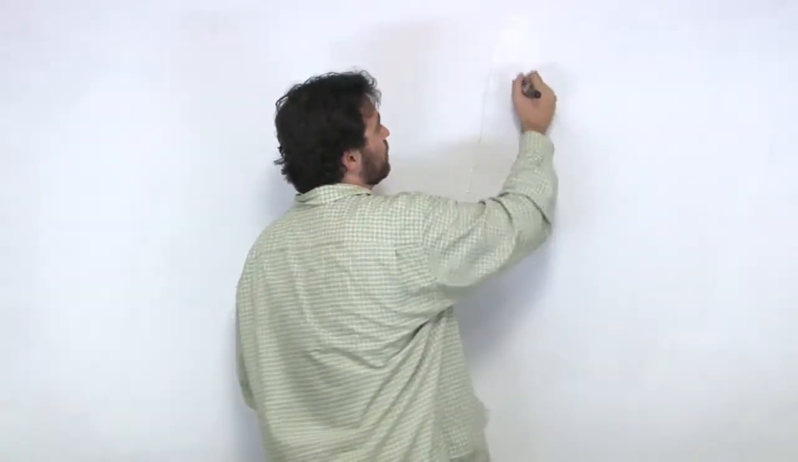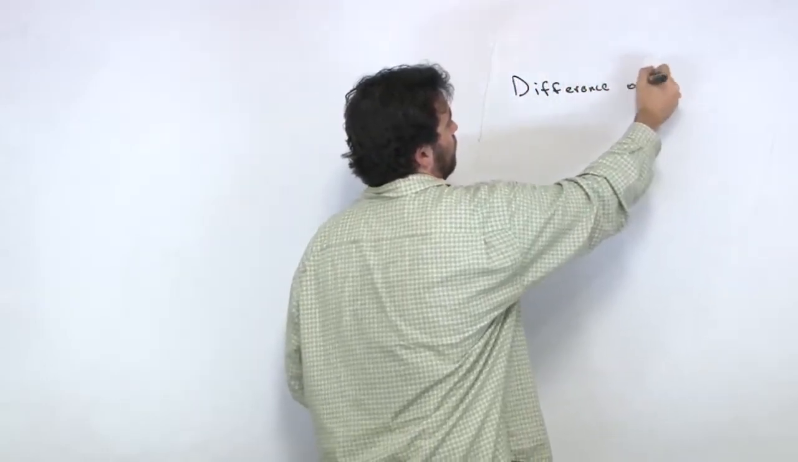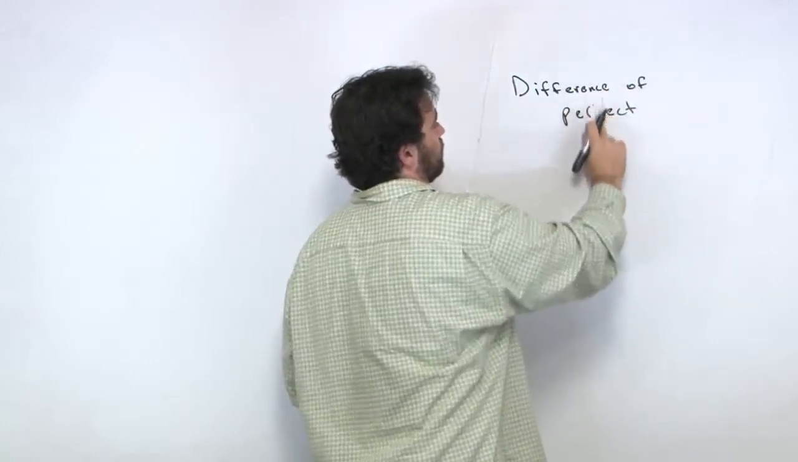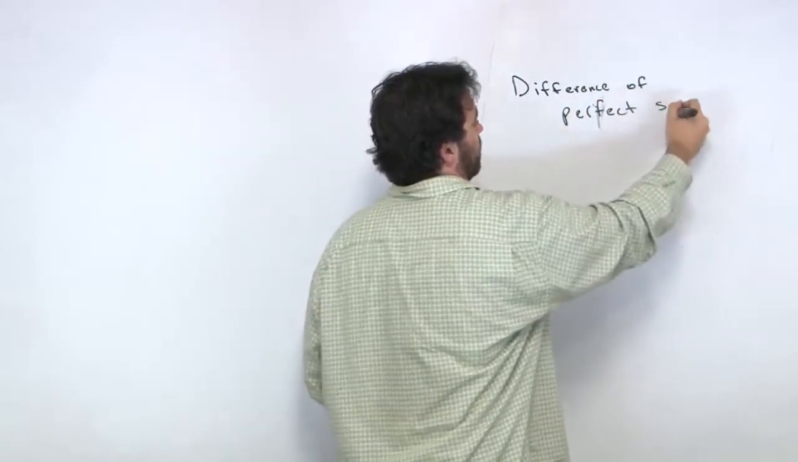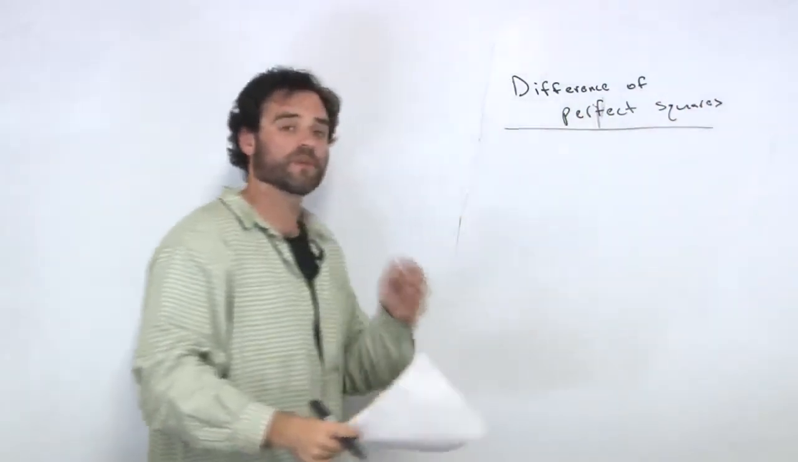But also look at a special kind of factoring that we're going to talk about right now. Let's start out with the difference of perfect squares. The difference of perfect squares.